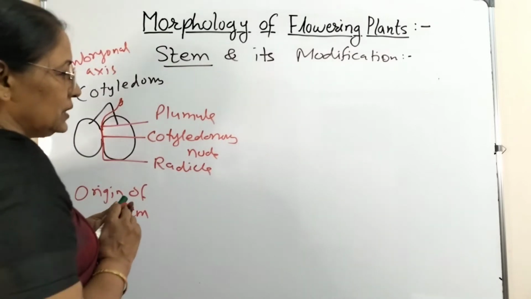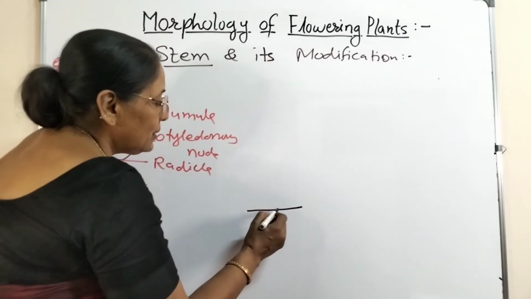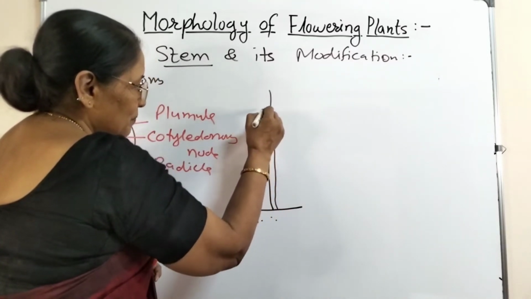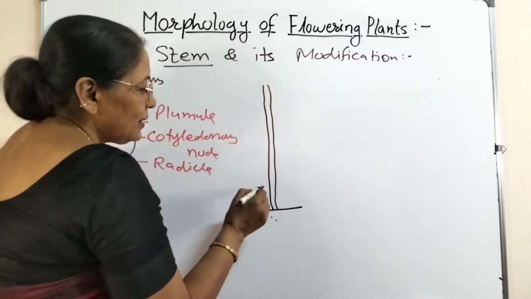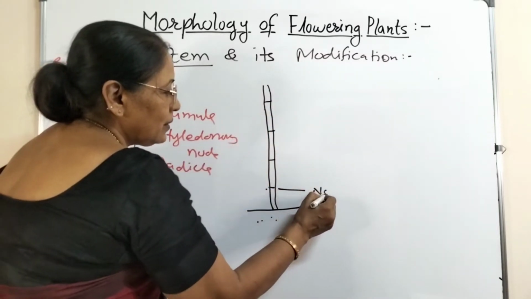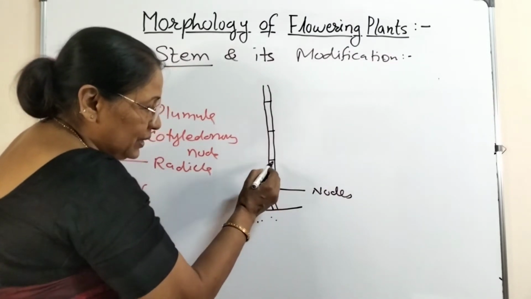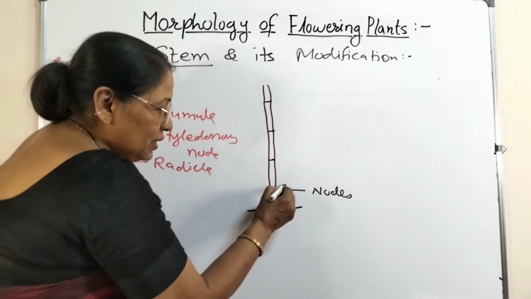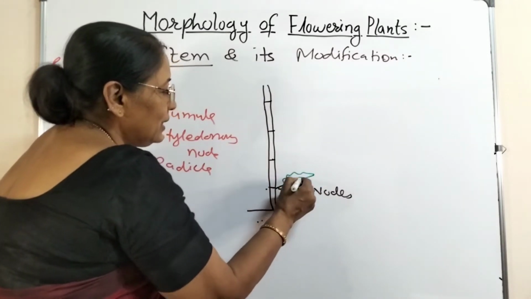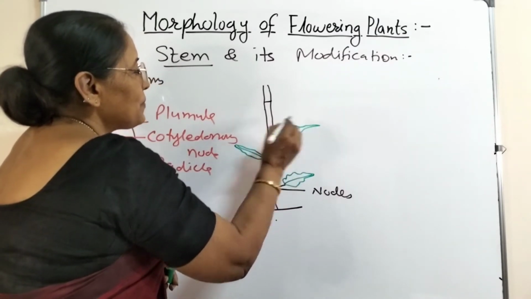Now let us see the structure of the stem. Suppose this is the soil level. Then this is the aerial part of the plant. This is the stem. And what structure does this stem have? It has these nodes from where the leaves come out. So this is called node. This is one node. This is another node. This is another node. From the nodes the leaves are coming out. So these are the leaves.